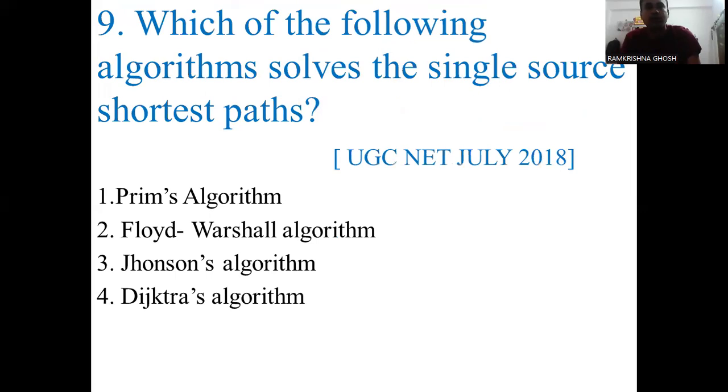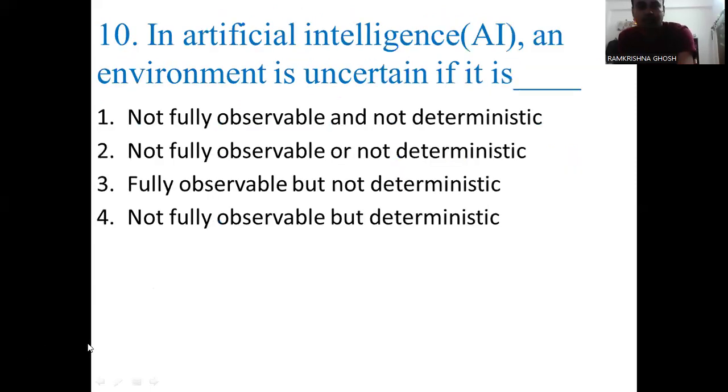Which of the following algorithms solves the single source shortest paths? The question is from Design and Analysis of Algorithms. It came in UGC NET July 2018. Option 1, Prim's algorithm. Option 2, Floyd-Warshall algorithm. Option 3, Johnson's algorithm. Option 4, Dijkstra's algorithm. All pairs shortest path problem is solved by Floyd-Warshall algorithm. Single source shortest path problem is solved by Dijkstra algorithm. So option 4 is the correct answer.